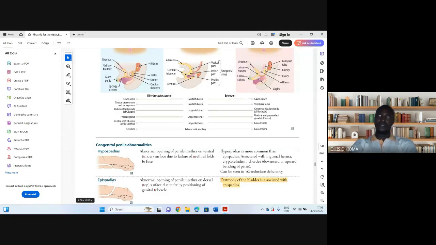There was a question, an MBME that I answered while I was preparing for my exam. I think MBME 28. Yes, 28. That had this particular question: exstrophy of the bladder and epispadias. Yeah, it had it. So I want you guys to remember that, right? It's kind of high yield.